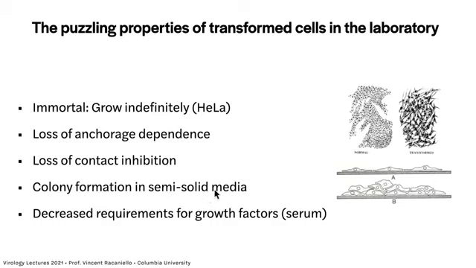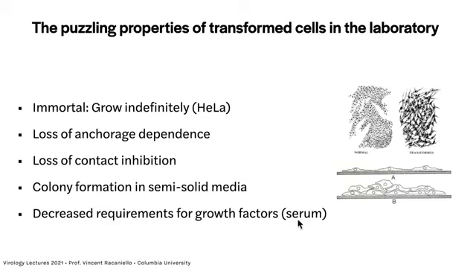If you plated out single cells, say in agar, the single cells, if they're normal cells, they'll die because they can't grow well on their own. They can't get the nutrients they need, and they can't get them from their neighbors. But transformed cells have no problem because, as you'll see today, they have mutations in pathways that bypass those requirements. And they have decreased requirements for growth factors, which are present in serum.